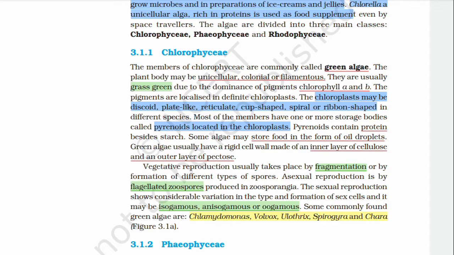And if you see the vegetative reproduction, it is by fragmentation. And if we come to asexual reproduction, it is by zoospores. These zoospores are flagellated. And if it comes to sexual reproduction, it is variable in all the organisms. It may be isogamous, anisogamous, or oogamous. We cannot specify it. And the examples of Chlorophyceae are Chlamydomonas, Volvox, Ulothrix, Spirogyra, and Chara.